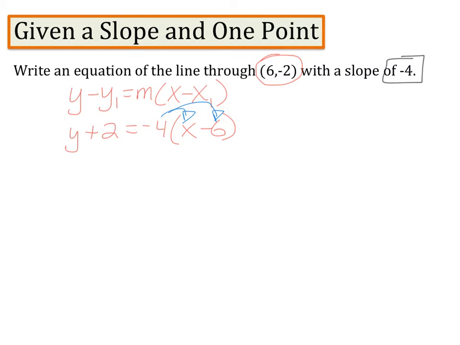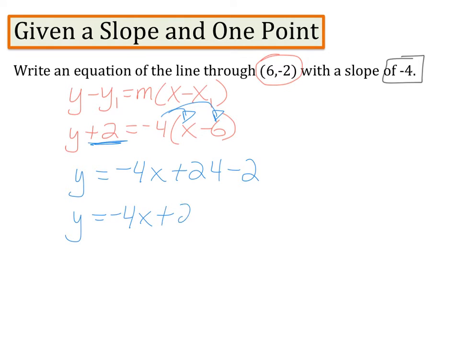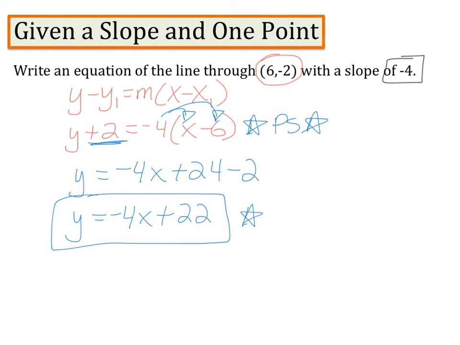So then I'm going to have y equals -4x plus 24, and then I subtract 2 from both sides. Because I have my positive 2 here, so I subtract it on both sides. Now I simplify, and I have -4x plus 22. And that is my equation in slope-intercept form. So this step right here, this is point slope form. And here we have slope-intercept form.